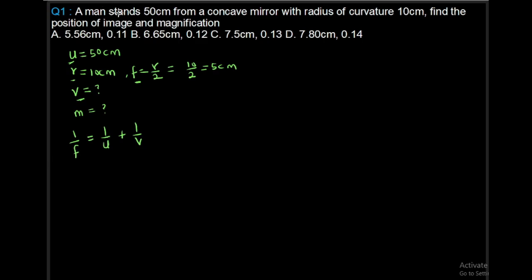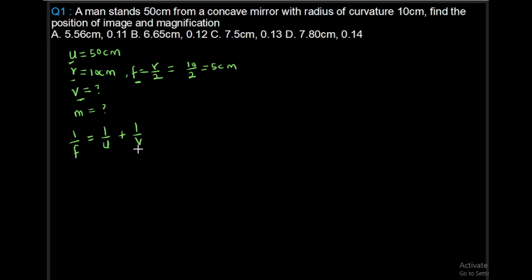Now, they said a man stands 50 cm from a concave mirror. Concave mirror is a converging mirror. Does it have positive focal length or negative focal length? It has a positive focal length. According to our rule, concave mirror will always have a positive focal length. So take f to be positive. They say with a radius of curvature 10 cm. They say find the position of the image. We are looking for image distance for a concave mirror.